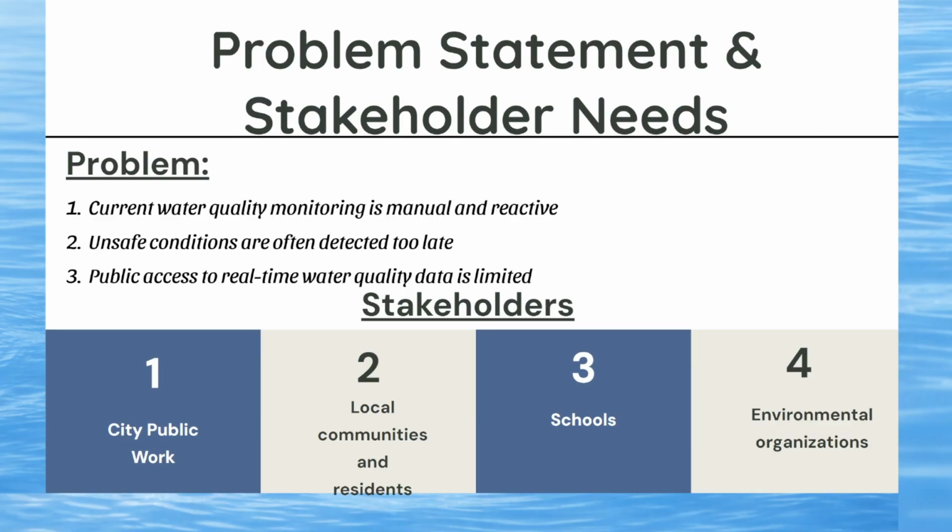So, the problem and stakeholder needs. The core problem we're addressing is that current water quality monitoring is often manual, reactive, and delayed, as I mentioned before. Unsafe conditions may go undetected for longer periods, and public access to real-time data is limited. Our primary stakeholders include the city public works, local communities and residents, such as schools, as well as environmental organizations, all of whom will benefit from faster detection and better visibility into water quality for their area.